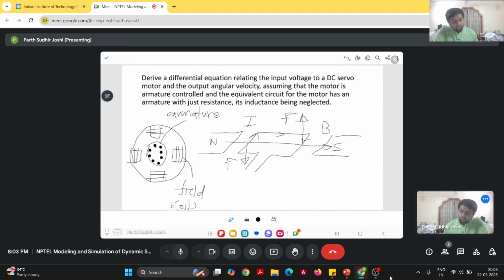So this is how the electrical energy is converted into mechanical energy in a DC electric motor. Now we can draw the general equivalent circuit for the DC motor.